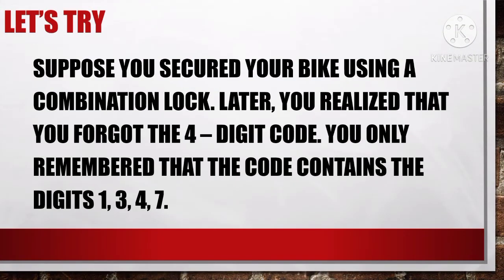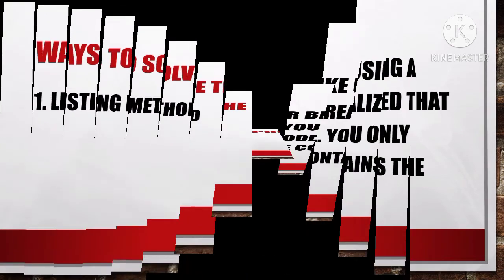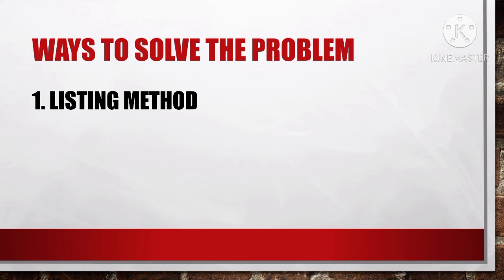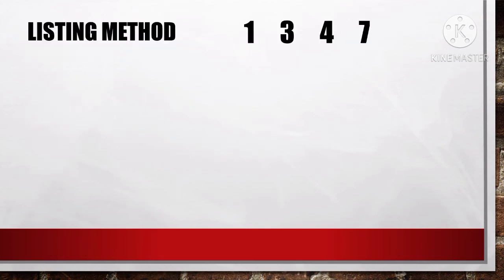So let's try an example. Suppose you secured your bike using a combination lock. Later, you realize that you forgot the 4-digit code and you only remember that the code contains the digits 1, 3, 4, and 7. Think of it. How many codes can be formed in a lock requiring 4 unique digits chosen from 3, 1, 4, and 7? If you try listing now, the 4 numbers are unique, so bawal maulit.